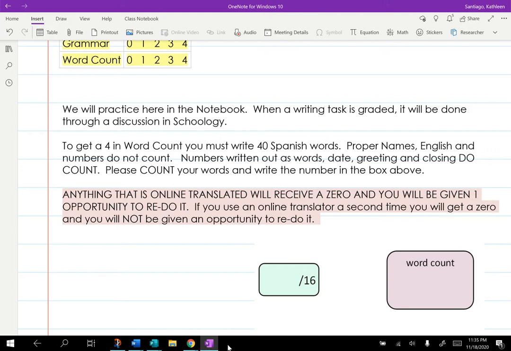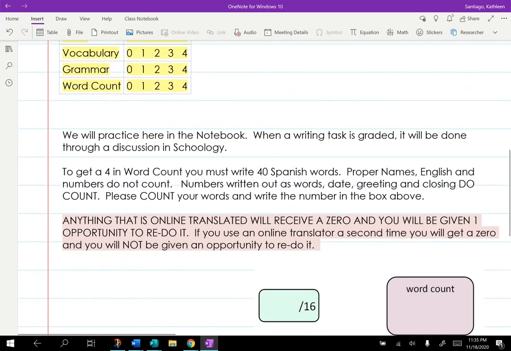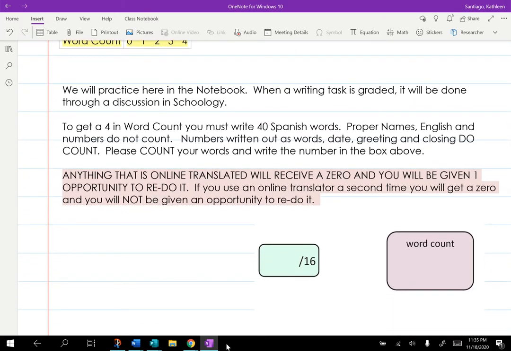To get a 4 in the word count, you must write 40 Spanish words. Proper names, meaning Jose, Manuel, Amelia, your name, Joe, Anthony, Tyler, those names do not count in your word count. Any word that you write in English does not count in your word count. In fact, if you write in English, I automatically deduct 1 point from your vocabulary. And numbers that are written out just as a number like this, like a 3, that doesn't count as a word because it's just a number.